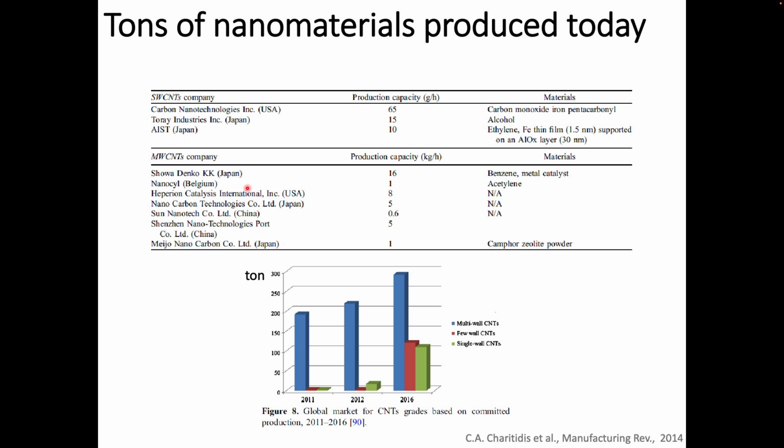And then for multi-wall carbon nanotubes, there are many manufacturers located everywhere: Japan, Belgium, USA, and China. If you look at the capacity, it is now at the kilogram level, right? For single wall, it was at the gram level, but for multi-wall carbon nanotubes, they can produce tens of kilograms per hour. So this one is much cheaper, but if you want very high quality carbon nanotubes, you want to go with the single wall carbon nanotube.